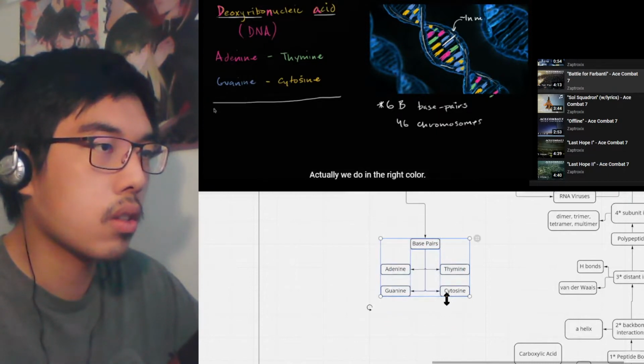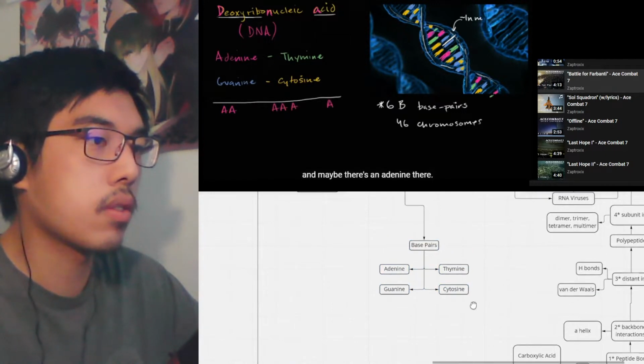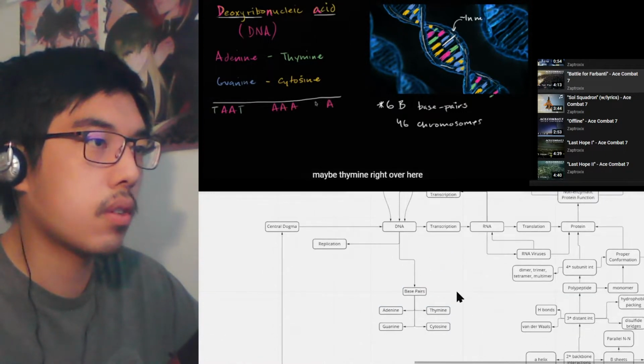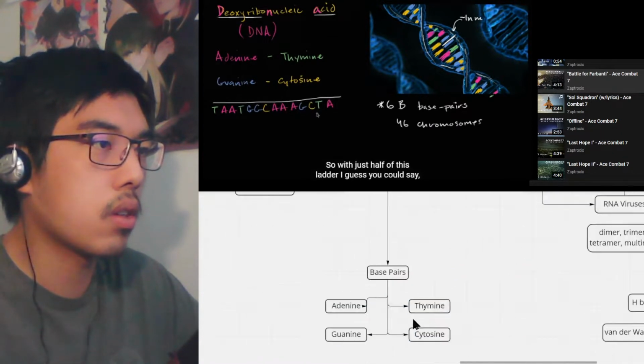Let's say there's some adenine, maybe some adenine right over here, maybe there's an adenine there. Maybe you have some thymine right over here, and you have some guanine, and then let's say you have some cytosine, and you have some cytosine. So with just half of this ladder, you're able to construct the other half.